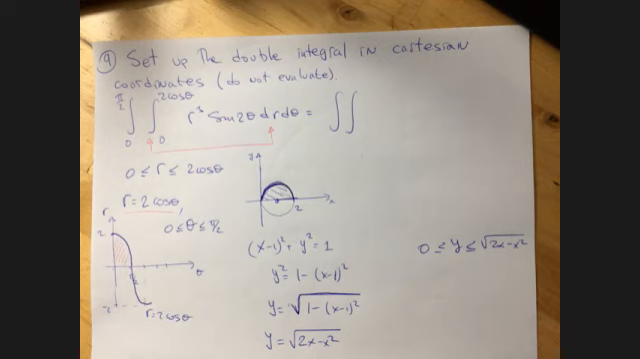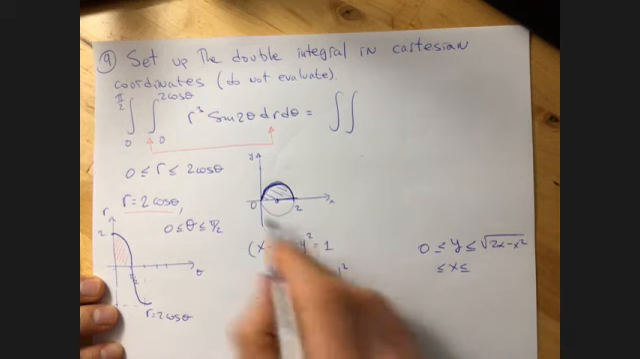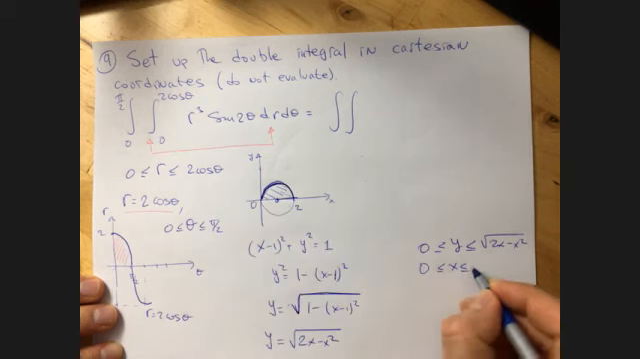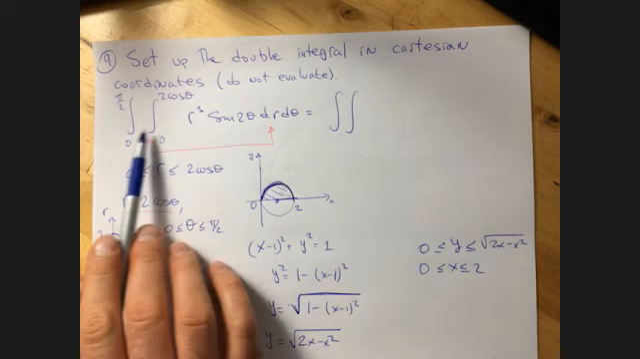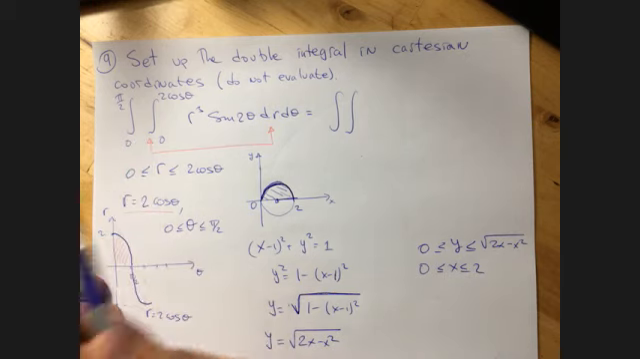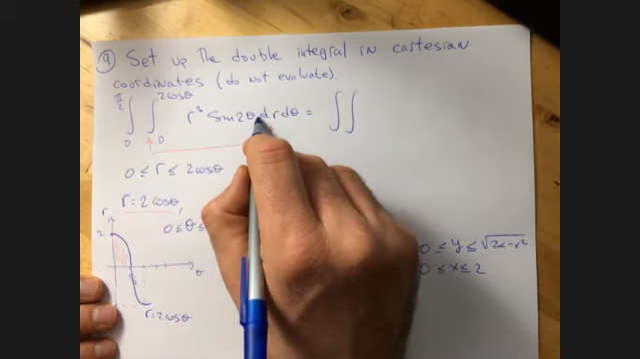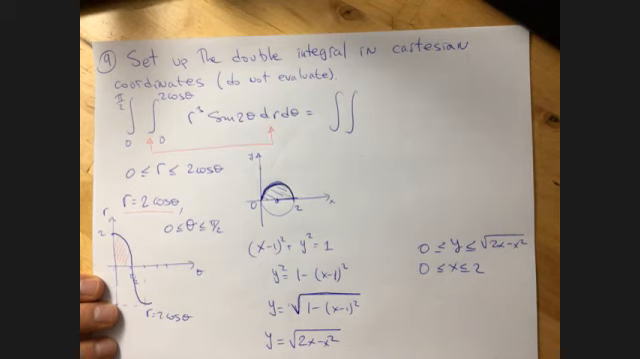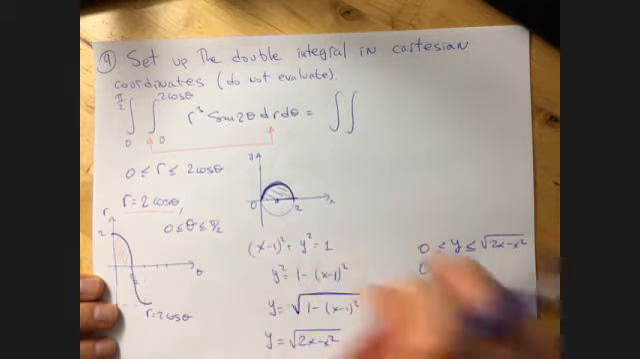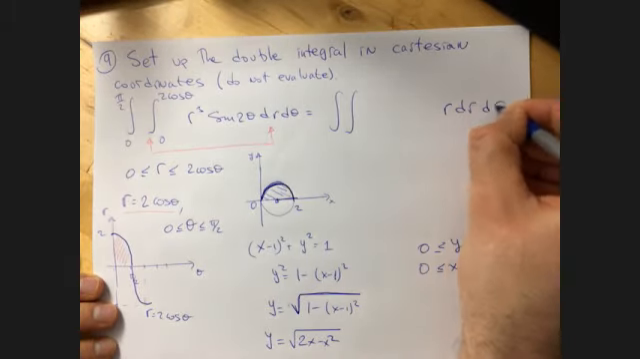And x obviously goes from 0 to 2. X goes from 0 to 2. So I have found the bounds of the double integral in Cartesian coordinates. Now let's deal with the integrand. The first thing that I have to notice is that this Jacobian here is not explicitly written, which is fine. But let's do that in order to be aware of what's going on. So here I need some r d theta.